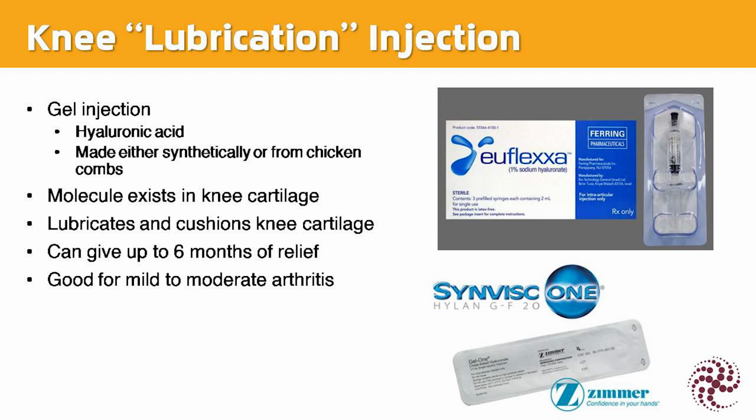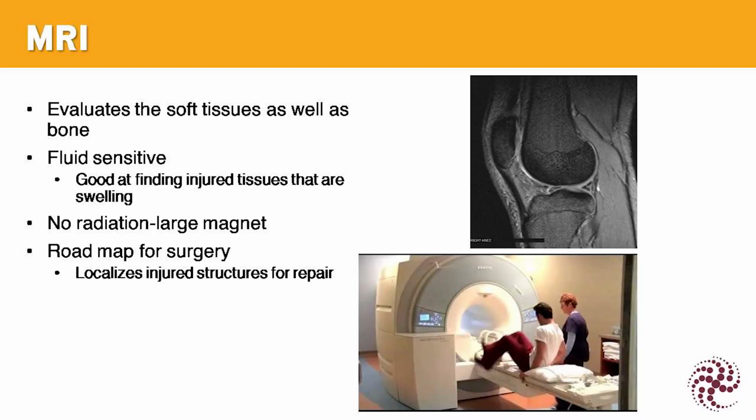And this helps lubricate and cushion a joint that does have some wear and tear. Evaluation of early degenerative changes of the knee with an MRI can be helpful. It can identify symptomatic meniscus tears, and it can also identify the amount of cartilage loss in the knee that isn't identified on x-rays. It's a good fluid-sensitive study, and it can find injured tissues this way. It requires no radiation, and it can be a roadmap for surgery, especially knee arthroscopy, which can allow a more minimally invasive way to treat damaged cartilage or meniscus.